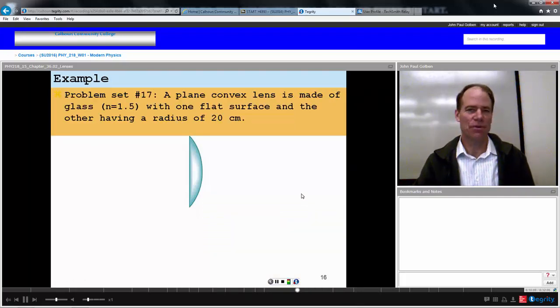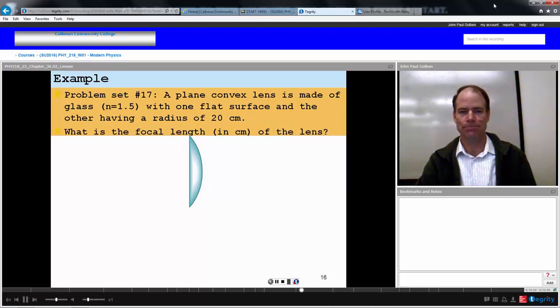Here's an example of this Lensmaker equation, and it's from your problem set. A plane convex lens is made of glass, index of refraction 1.5, with one flat surface and the other having a radius of 20 centimeters. What is the focal length in centimeters of this lens?